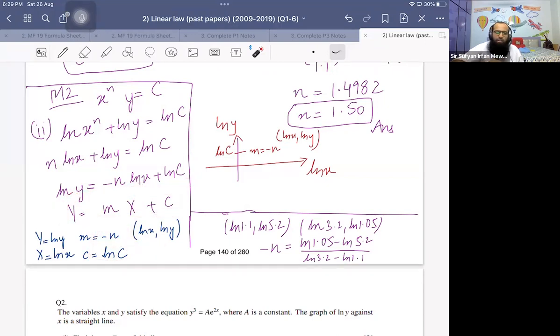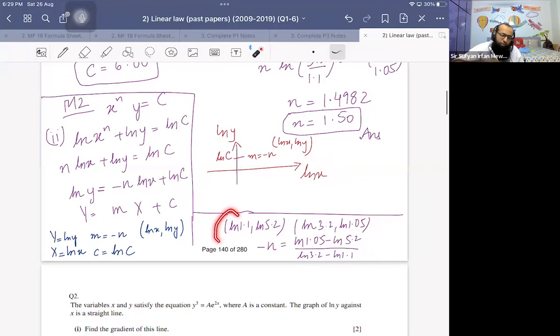The ln y intercept will be ln c, and the gradient would be negative n. I've made the graph as well. The intercept would be ln c. The gradient would be negative n. The coordinates will be ln x comma ln y. On the vertical axis we'll take ln y. On the horizontal axis we are going to take ln x.